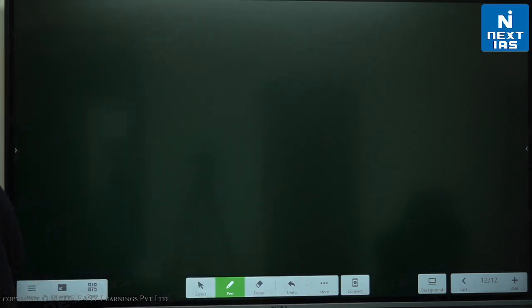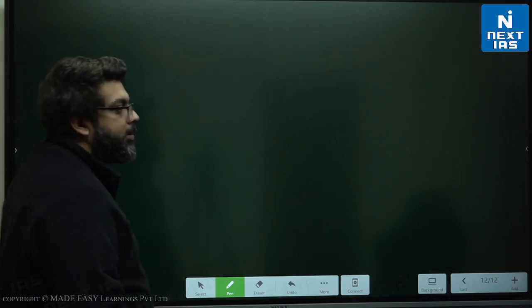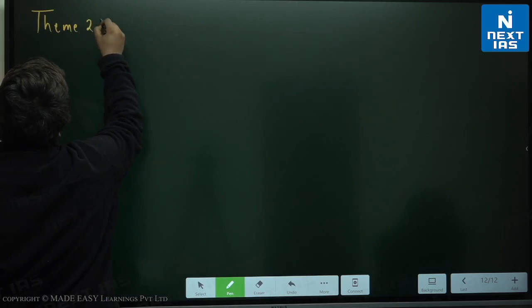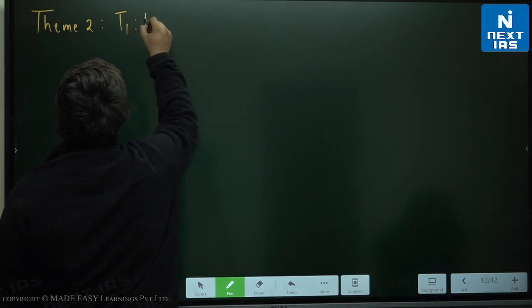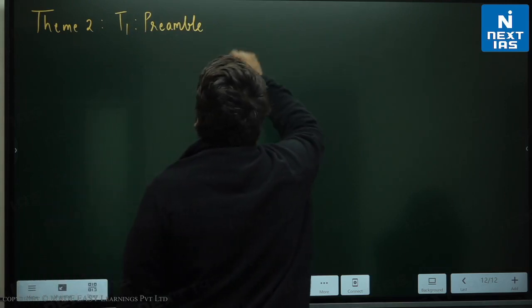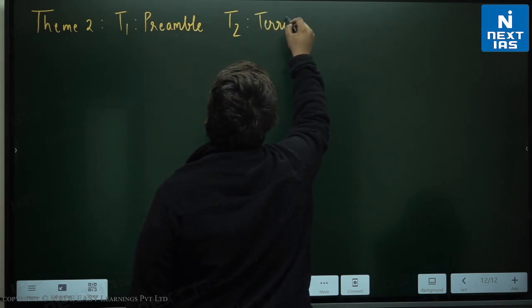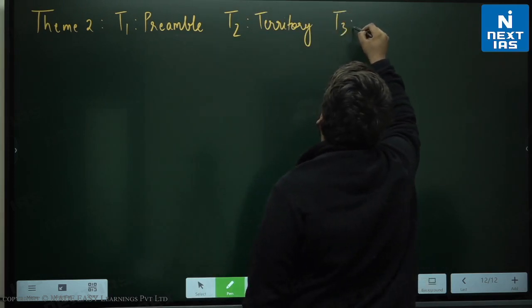Now let's move to theme number 2. In theme number 2, we are going to be covering a selection of 3 topics. They are topic 1, the preamble, topic 2, territory, and topic 3, citizenship.